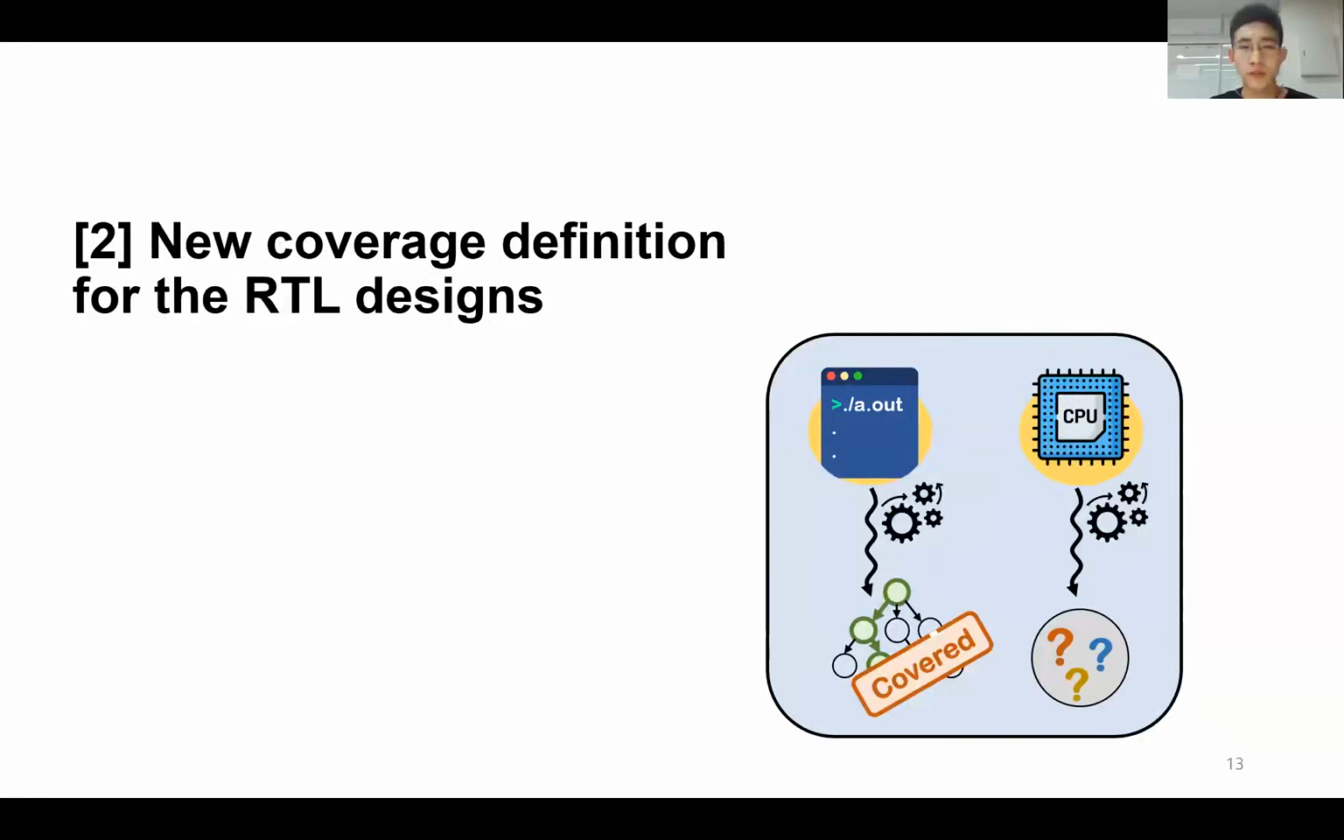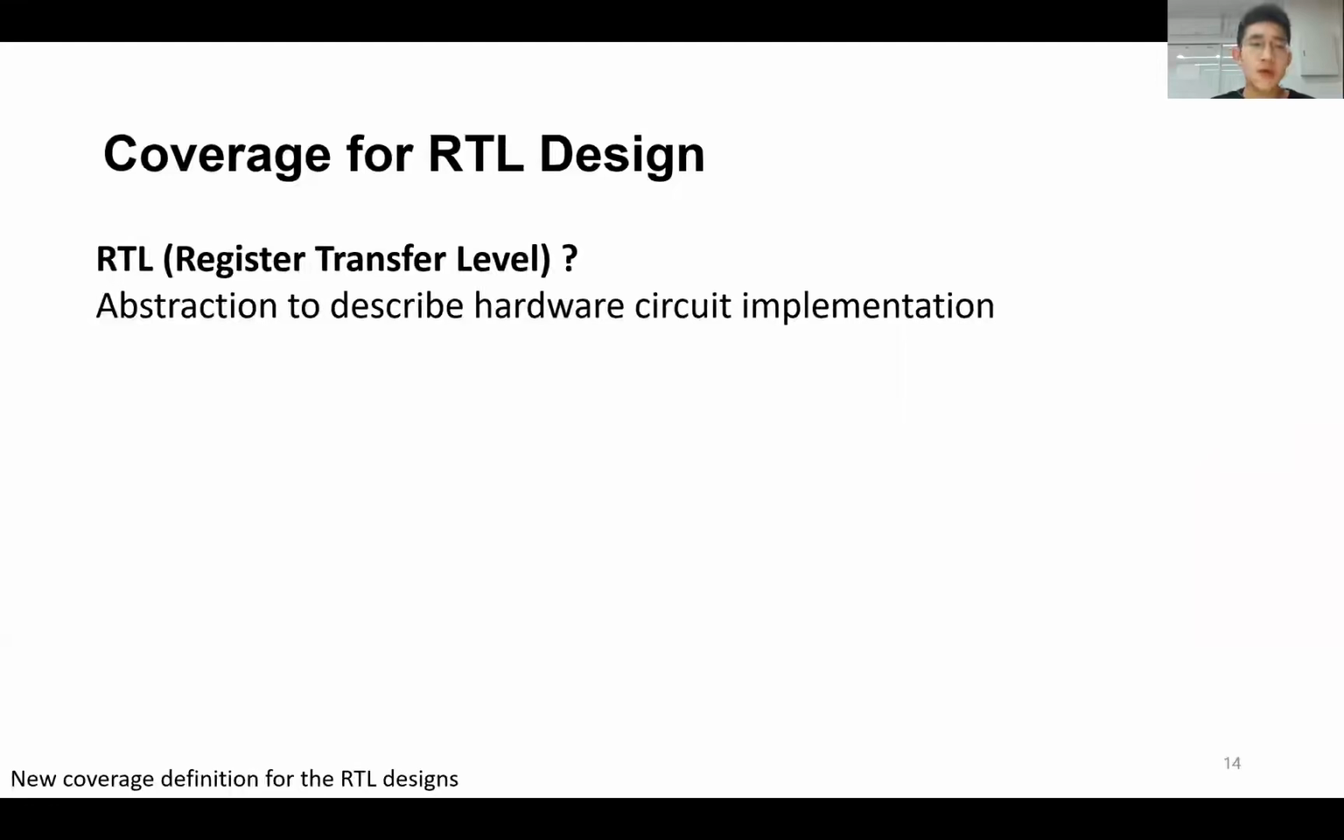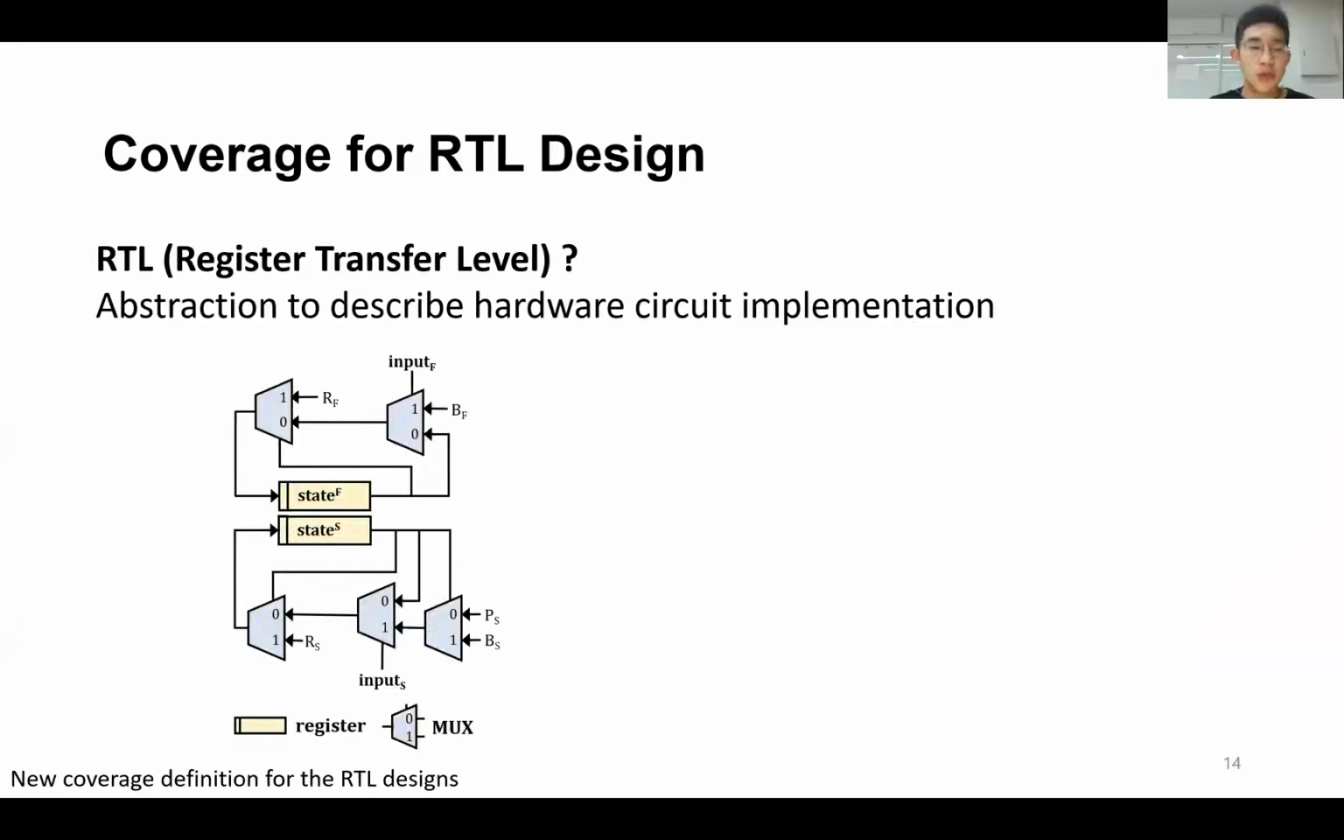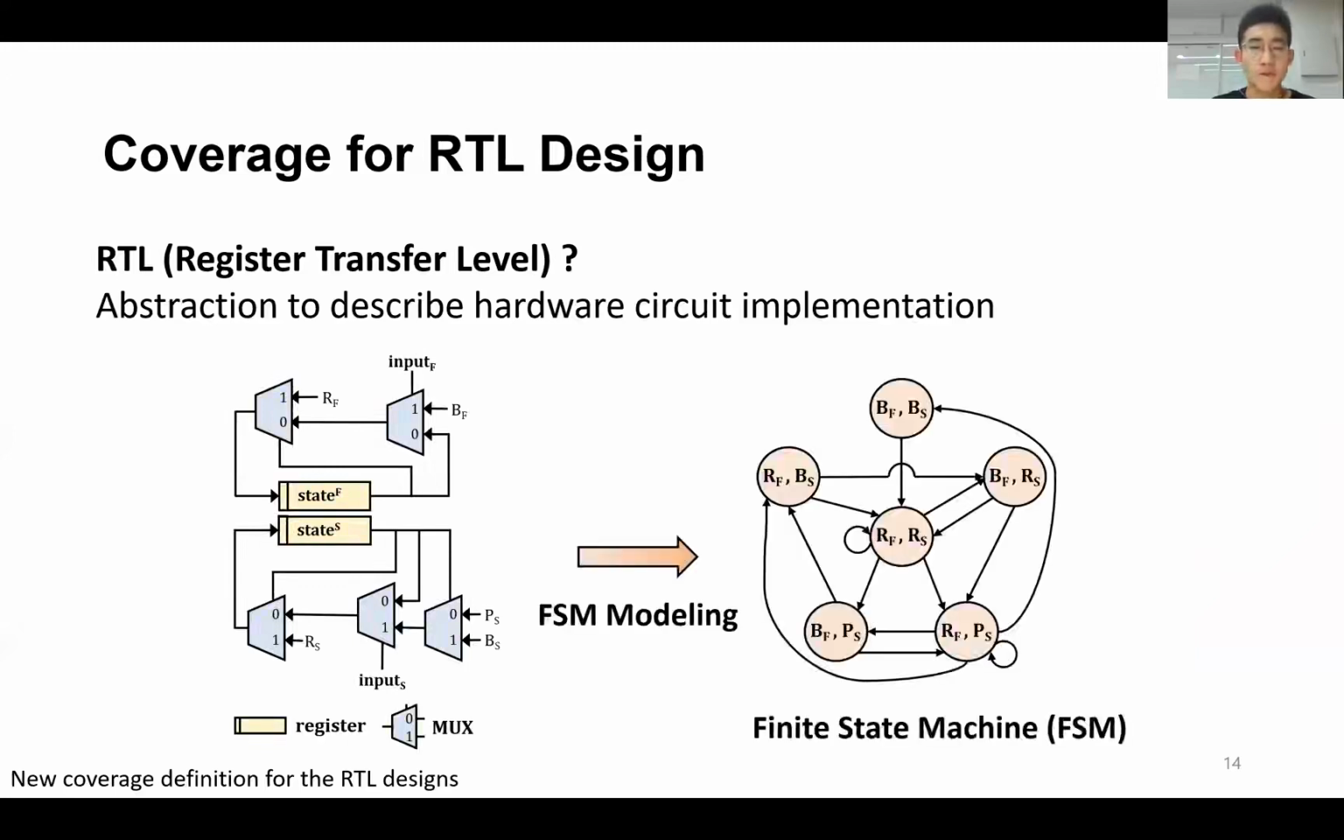new coverage definition. To define such coverage, we first need to know how the RTL designs run. RTL is an abstraction of a language to describe the hardware circuit implementation. This is a simple circuit which can be implemented by the RTL languages. And the hardware designers model the behaviors of this circuit with the finite state machine, so-called FSM. The finite state machine is constructed from the registers in the circuit, and the circuit design runs while transitioning between states in the FSM.